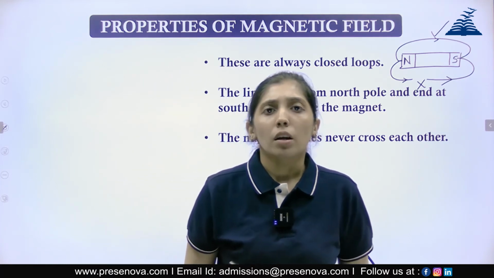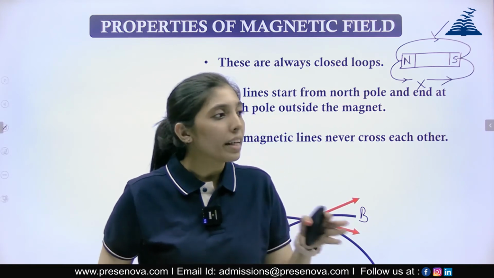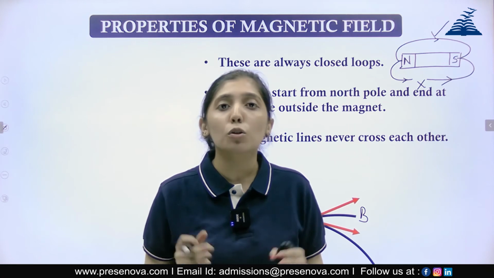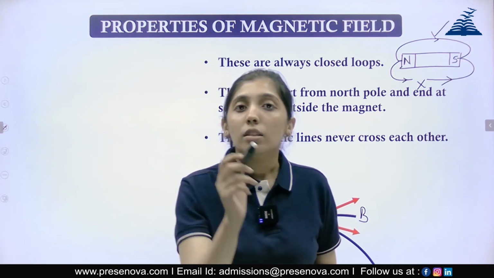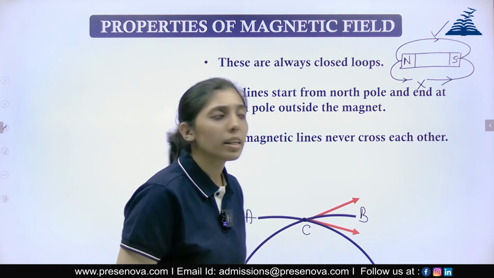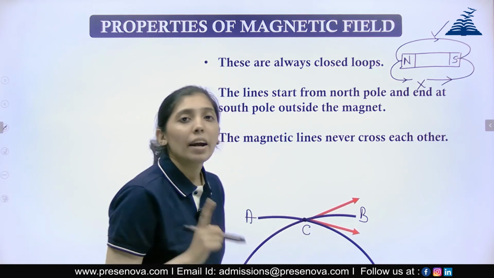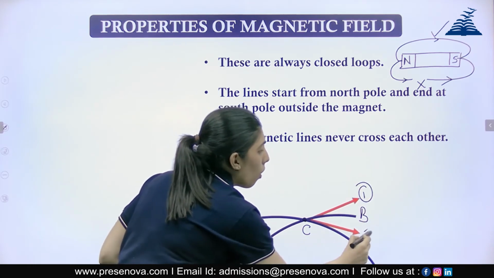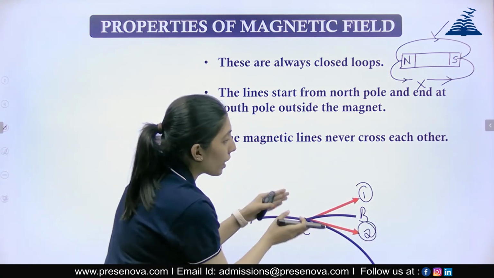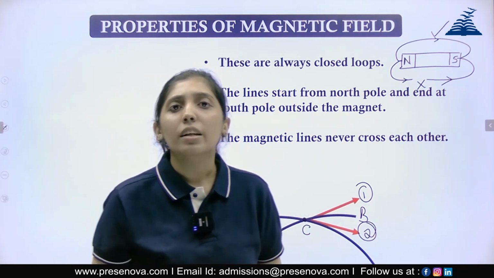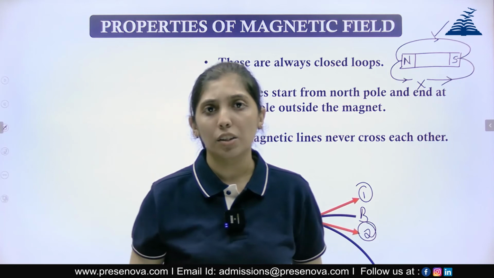So at a point you can never draw two tangents. For example, if you are in the middle of the road, you can either go left or you can go right, but at the same time you cannot go in two different directions. The same logic applies here. And also when I keep a magnetic compass at point C, it can deflect either in the direction 1 or 2. It cannot deflect in both 1 and 2 direction. Therefore, the magnetic field lines should never cross each other.